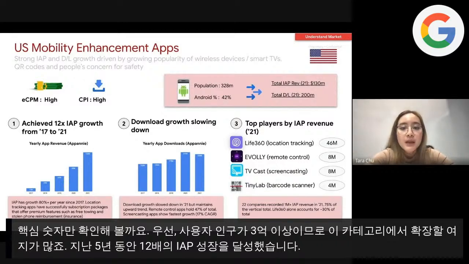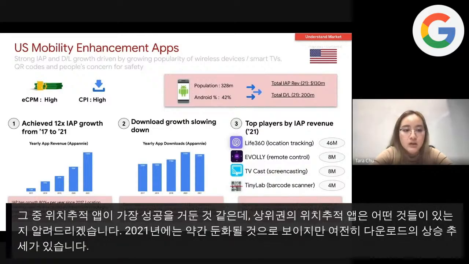So number one, with a population of 300 million people, there is definitely headroom for us to expand all of the tool categories. They have exceptional IAP growth of 12 times over the past 5 years, growing at least 80% year on year since 2017, and among them location tracking apps have been the most successful. I will share the top location tracking apps later on as well.